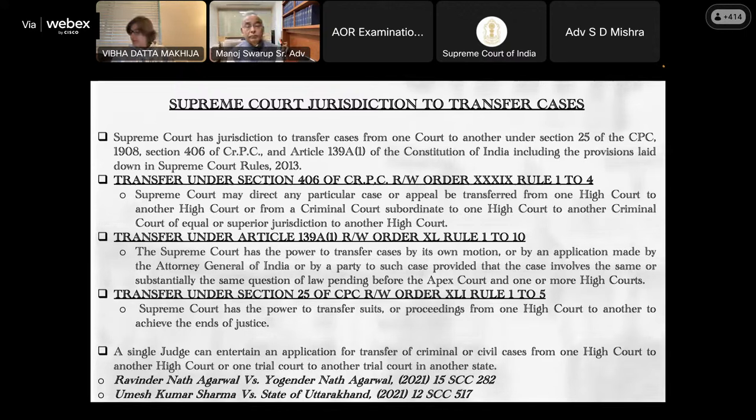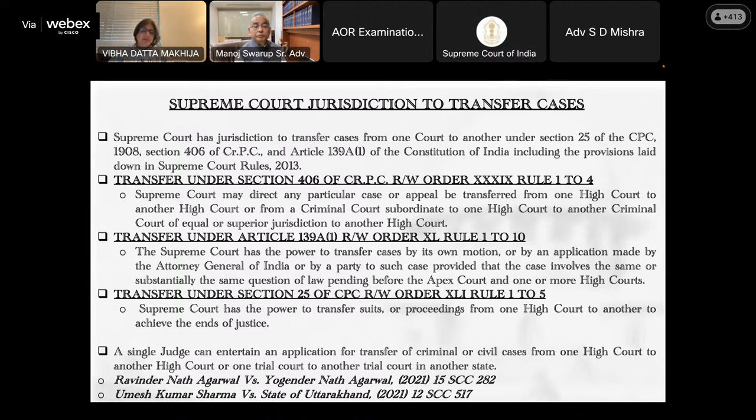You can also kindly look at what is the distinction between these various transfer jurisdictions. Also, under what circumstances you can move under various provisions, and what is the distinction between the criminal transfer power and the civil transfer power. So kindly maintain that distinction, and also kindly remember the provisions under which you can distinctly move for transfer of criminal matters or civil matters.